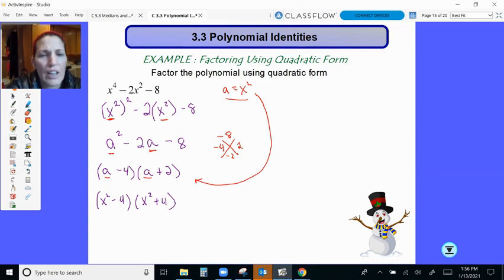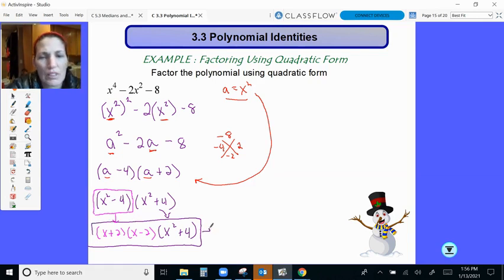And that's factored. However, be careful because this is also factorable. This is a difference of 2 squares. So we're going to continue to factor that into x plus 2 times x minus 2. And then, of course, we want to make sure we keep our x squared plus 4. And now we have this completely factored. And when you see the term completely factored, that's what it means: there's nothing left that can be factored. Okay, so this is completely factored.